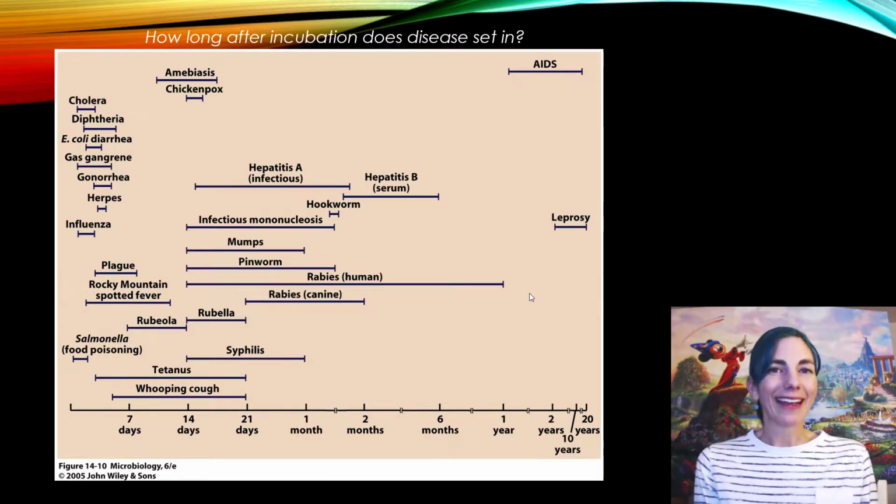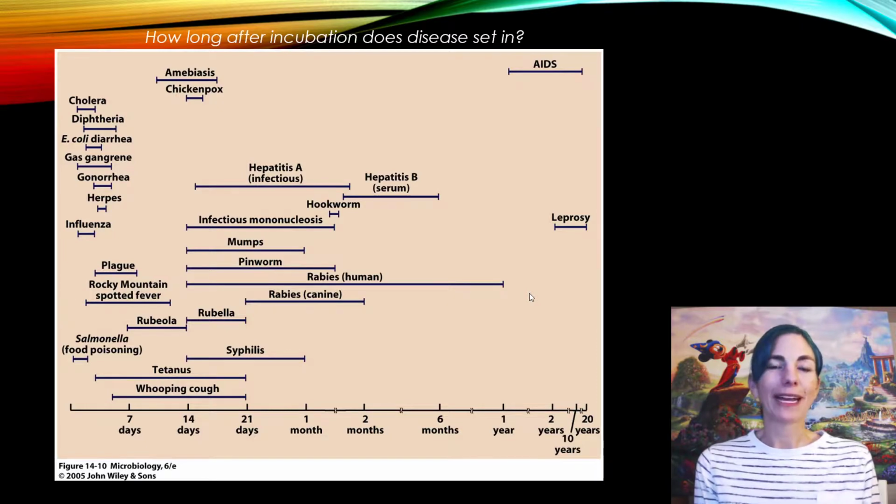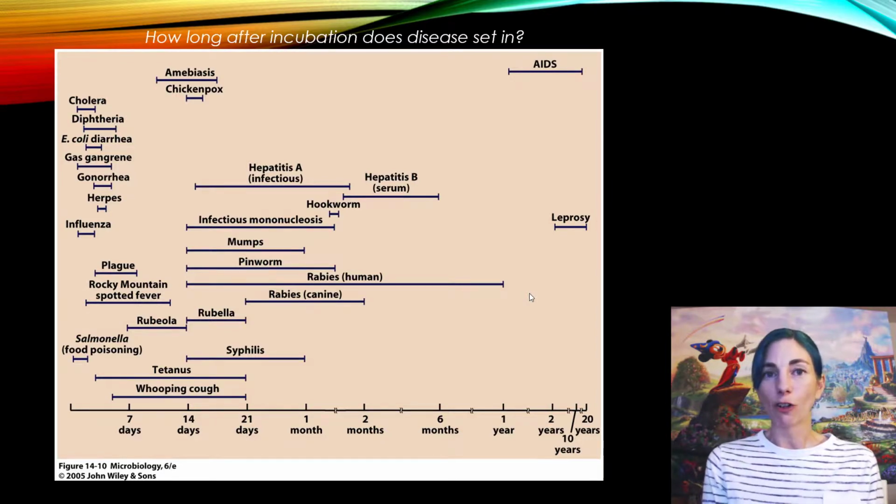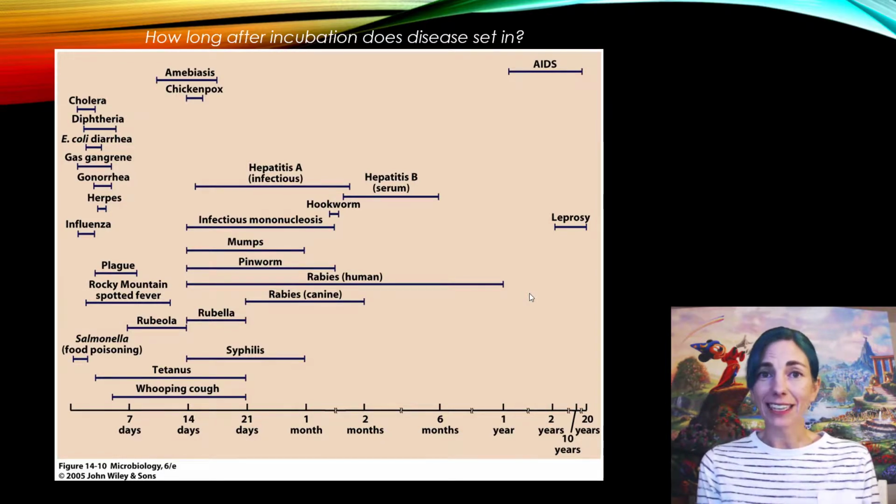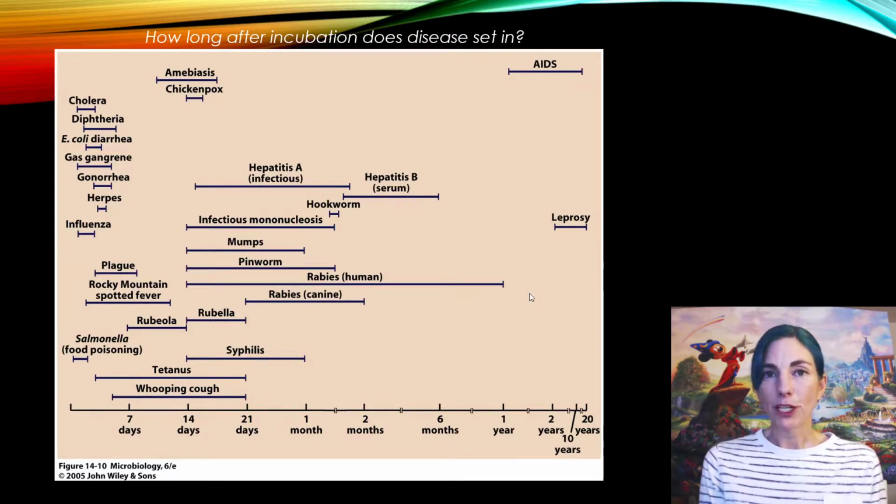I really like this particular graph because it shows how wide-ranging the incubation periods are for different species. You're not responsible for memorizing any of this, but I want you to take a moment to take a look at it and realize that there's a great variety. Now, the incubation periods, which are specific for each disease, also can help you diagnose infections.